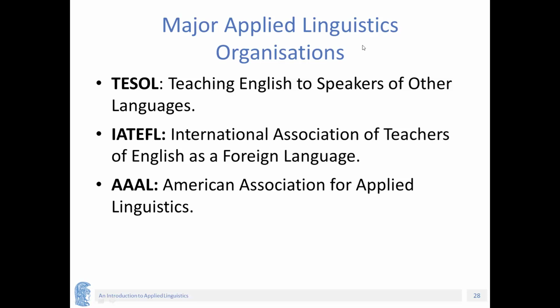So here the terms may be very familiar to you: TESOL, TEFL, IATEFL, AAAL. TESOL means teaching English to speakers of other languages. So they are major applied linguistics organizations: the International Association of Teachers of English as a Foreign Language, and the American Association for Applied Linguistics. These are major bodies for applied linguistics.